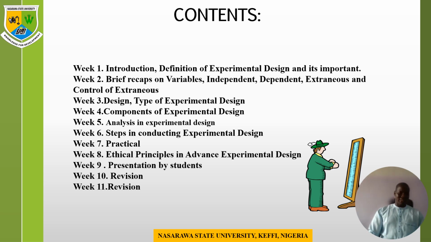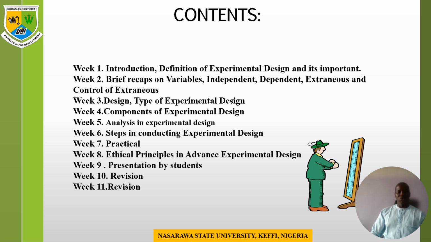The course content, we have almost 12 course contents, since the university guideline gave us almost 11 weeks to run our program. At the first we will talk of introduction, the definition of experimental psychology and its importance, and also a brief recap on the variables, that is independent, dependent variable, and external variable. We'll go along with it, even explain the way of controlling the external variable.